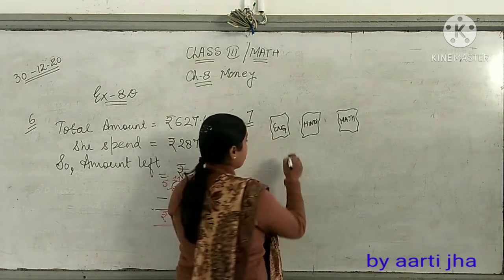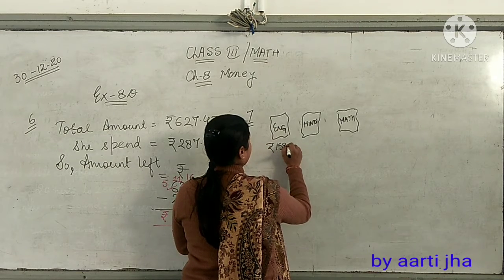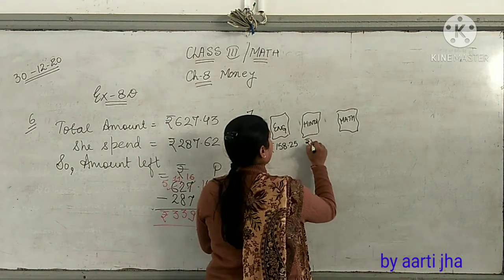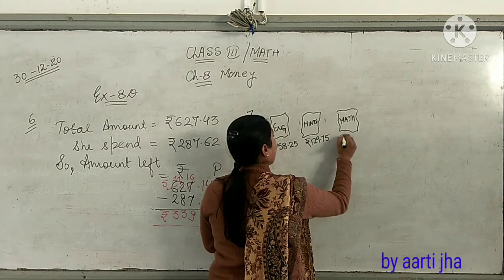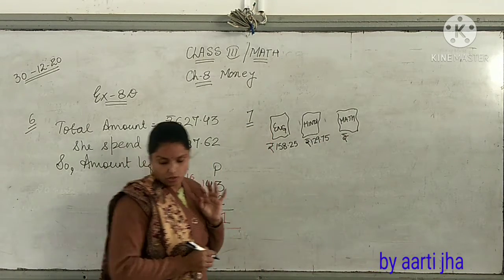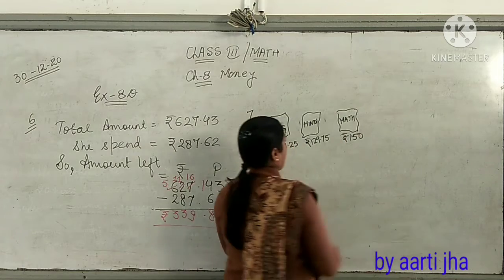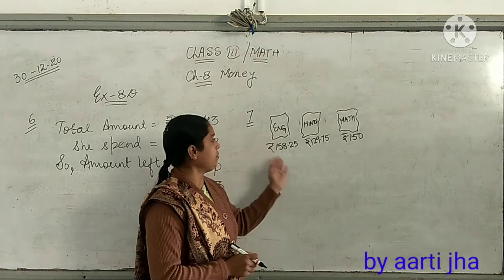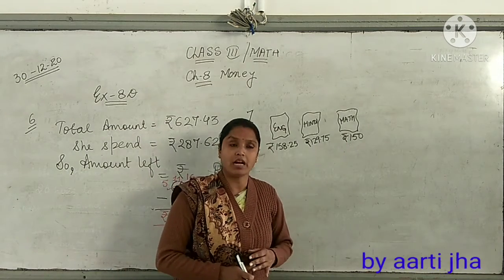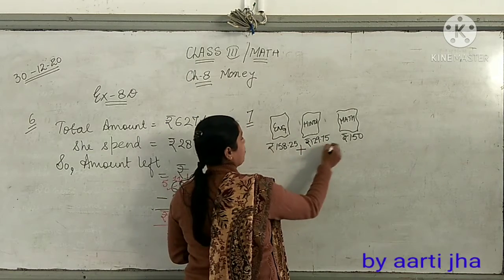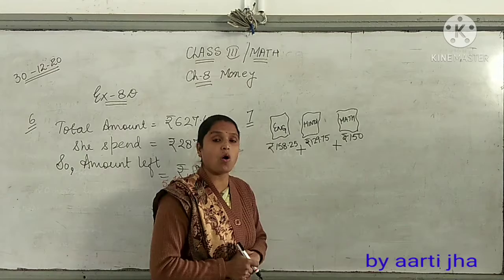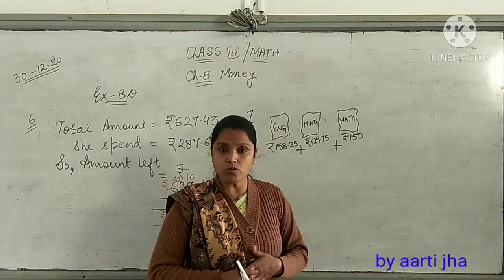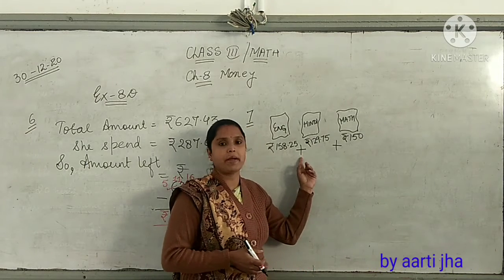The amount she gave for the English book is rupees 158 and 25 paise. For the Hindi book she gave rupees 129 and 75 paise. For the math book she gave rupees 150. Now you have to find in the question the total amount she spent in buying these 3 books. That means all together how much she has given. So when we are supposed to find the value all together by combining the total amount, there we do the operation of addition.